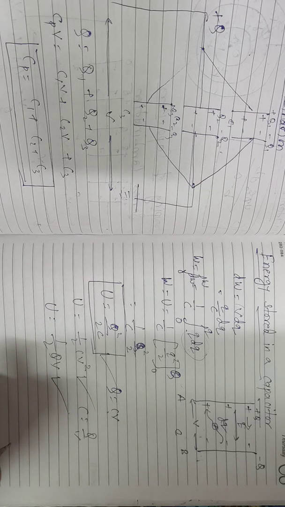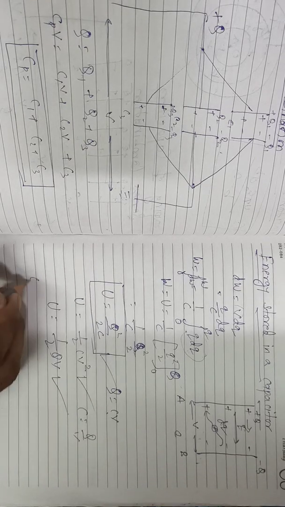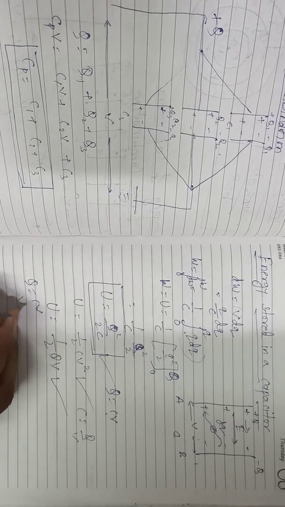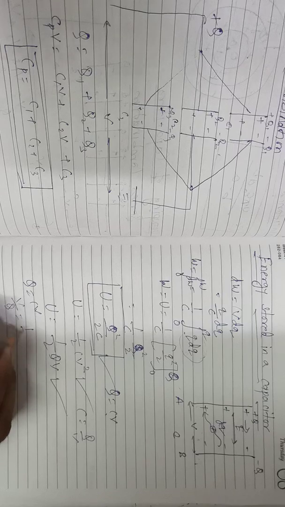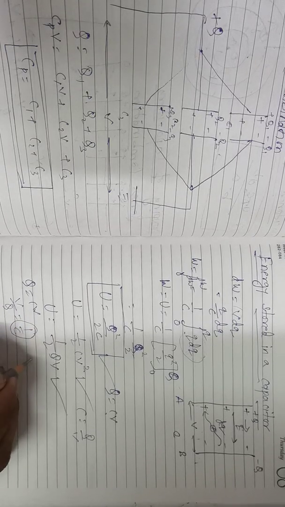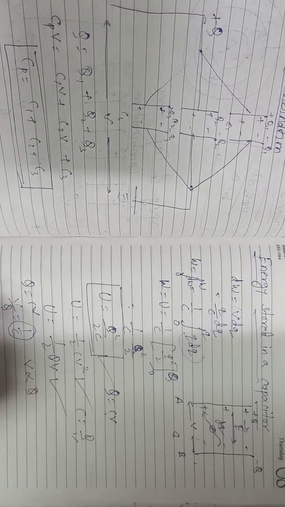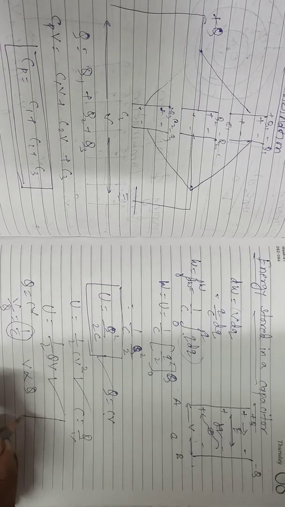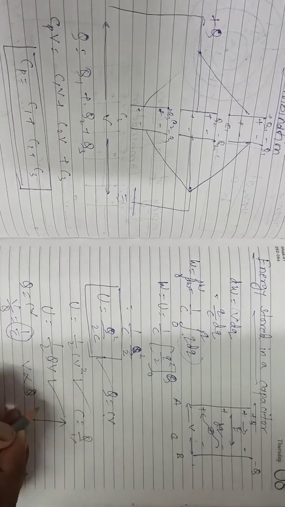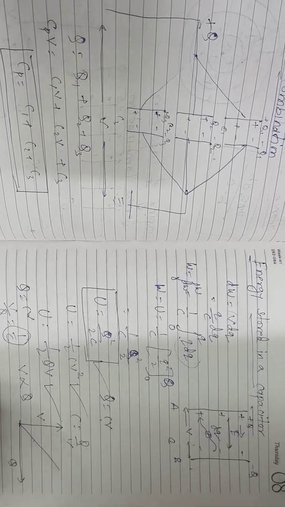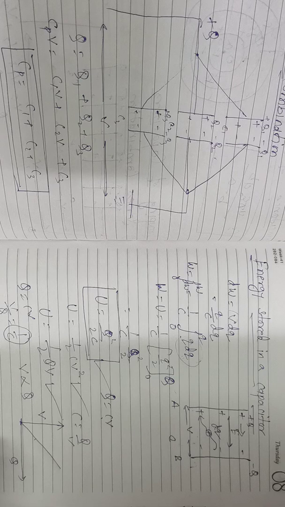Now what we can do? We know that Q equals to CV. Therefore V by Q equals to 1 by C, and so we can say from here that if 1 by C is a constant term, V is proportional to Q. Thus the graph between V and Q should be a straight line passing through the origin. We can draw a graph here for the capacitor. Should be a straight line passing through the origin.